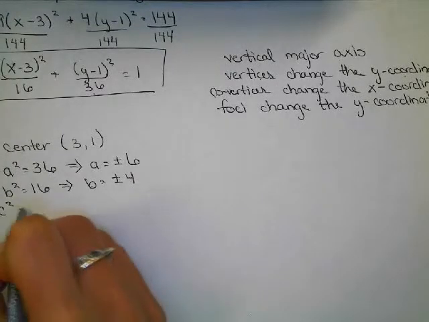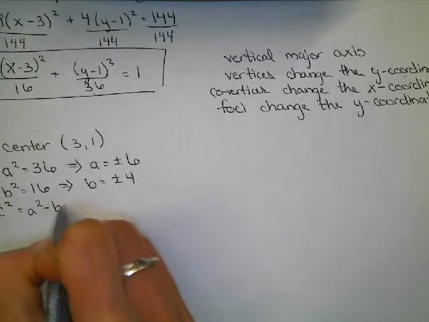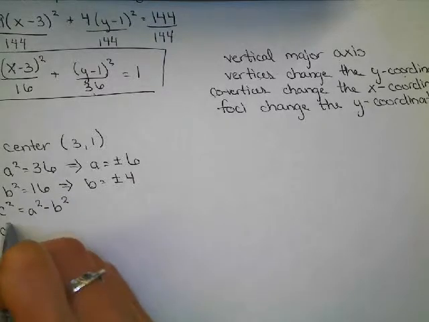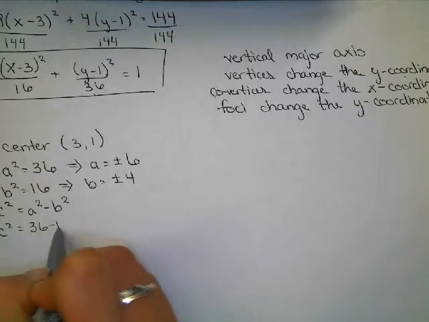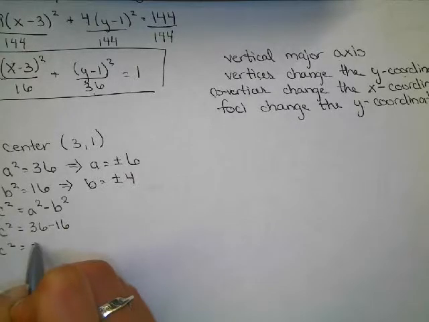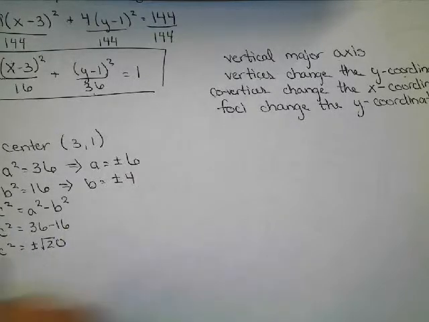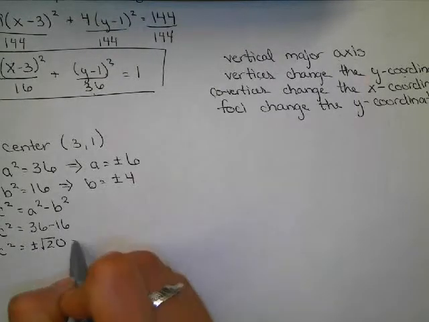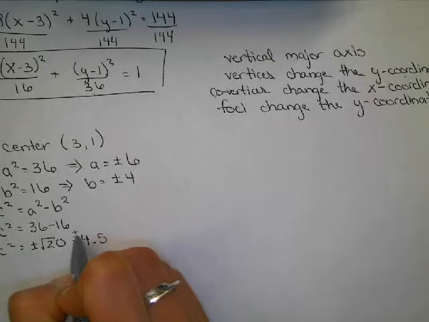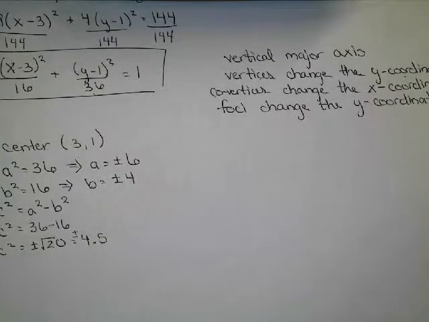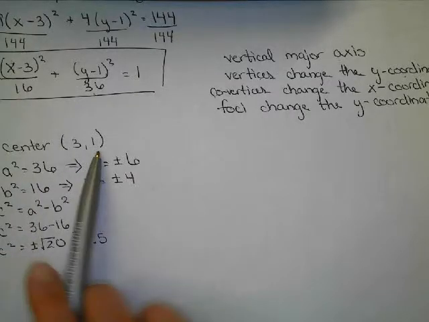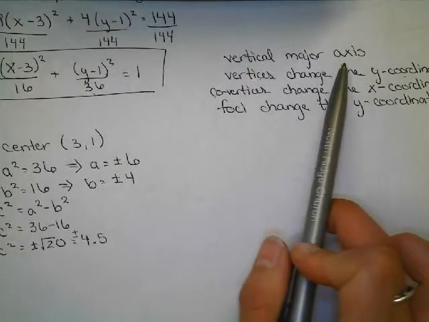C we find by using this relationship. C squared equals a squared minus b squared. That means c squared has to be 36 minus 16. So c is plus or minus the square root of 20, which is about 4.5. Plus or minus, of course. So I know my center, and in order to get my vertices, co-vertices, and foci, I always add the number to the center.